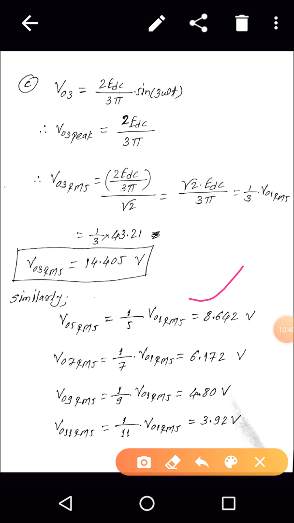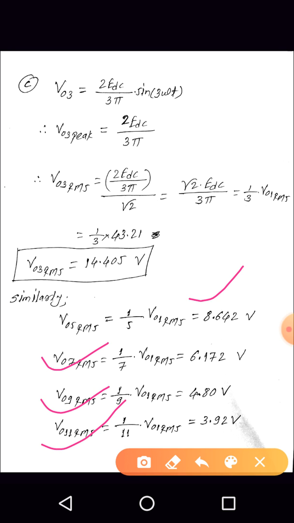So V05. Next, similarly, V7th harmonic, it is 1 by 7, 9th harmonic, it is 1 by 9, and 11th harmonic, it is 1 by 11 into V01 RMS, right? So they have asked for the first 5 harmonics. So first 5 harmonics are, yes, 3rd, after that 5th, 7th, 9th and 11th, right?